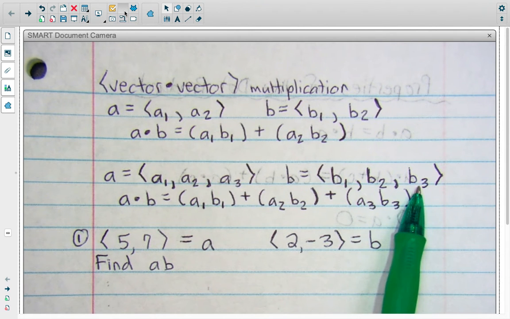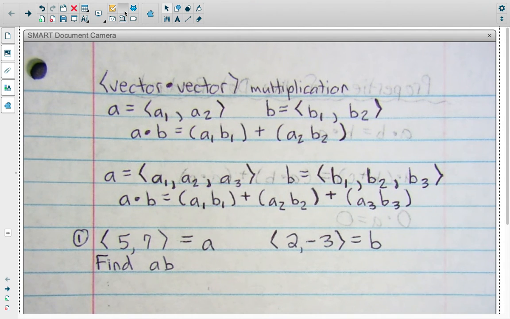Now, I know that this may look kind of crazy, and I know that it may look kind of difficult, but we've actually already done this semester when we were working with matrices.